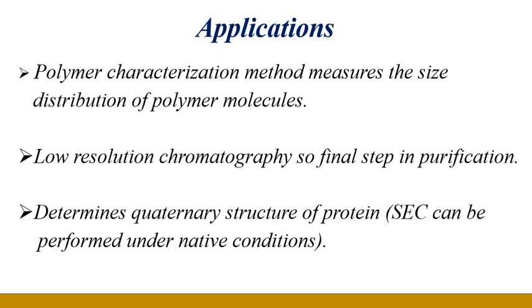Now this chromatography technique can be used for polymer characterization, a method which measures the size distribution of polymer molecules. As it is a low resolution chromatography, it can be used as a final step in protein purification, and it determines the quaternary structure of proteins, because size exclusion chromatography can be performed under native conditions.